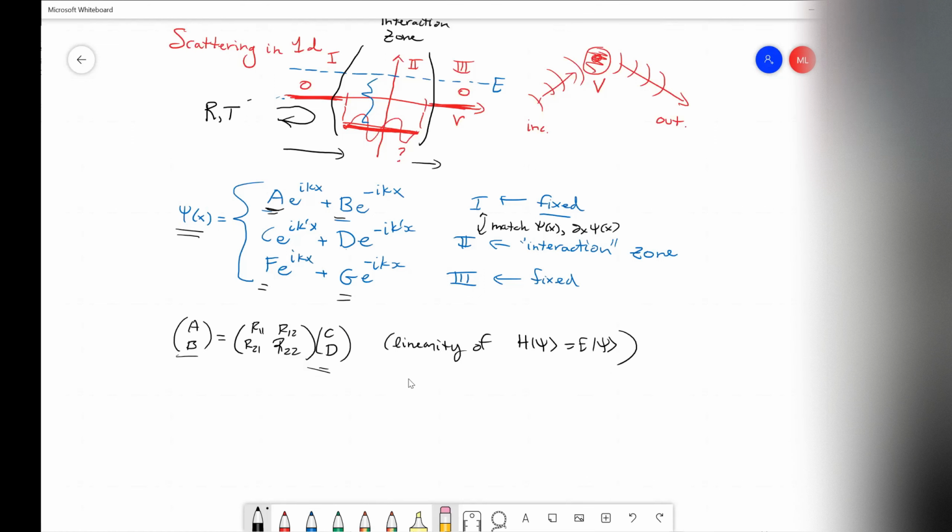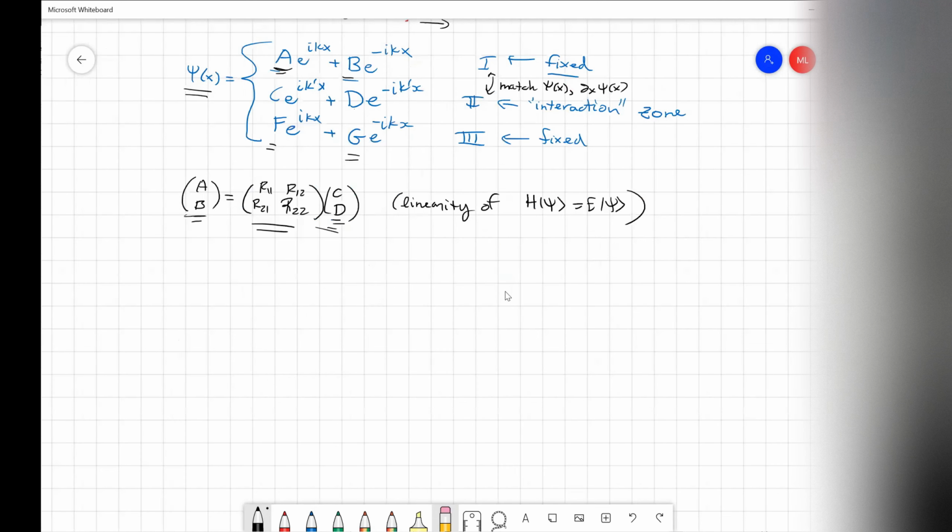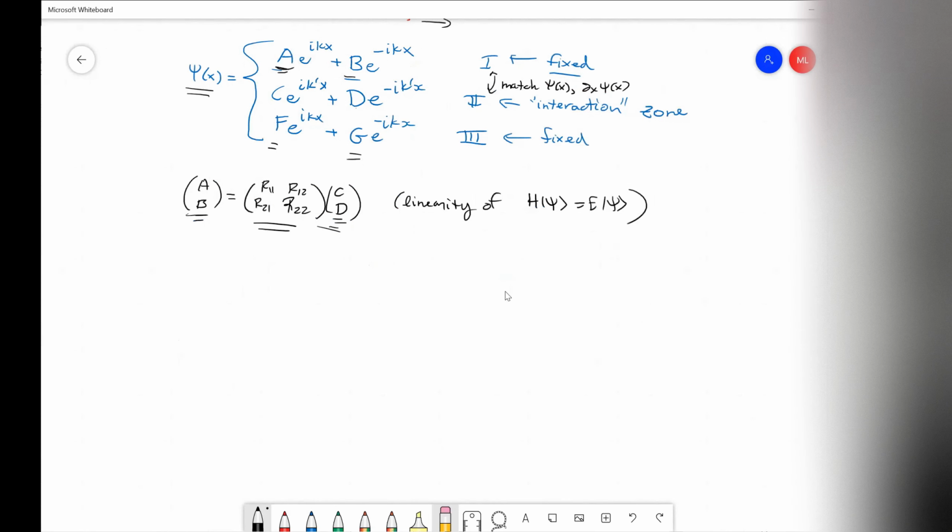And it's got some properties. This is a matrix that tells you how to connect these coefficients to these ones. You could work out what it is explicitly by matching at the boundary between region 1 and 2. But we can say some general things. First of all, if psi of x is a solution to the Schrodinger equation, I'll just write it schematically, H here is all those derivative operators, well, then psi star is also a solution.